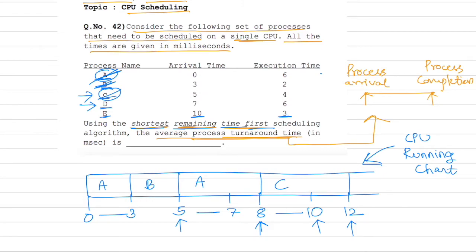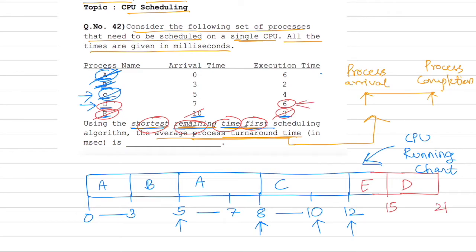Now we have only 2 processes in the system, D and E, with 6 and 3. Again we go for shortest remaining time first, so E gets chosen and E will run for 3 seconds, from 12 to 15. Then E also goes out of the system, and D remains. D runs for another 6 seconds, from 15 to 21, and that is when D also terminates.